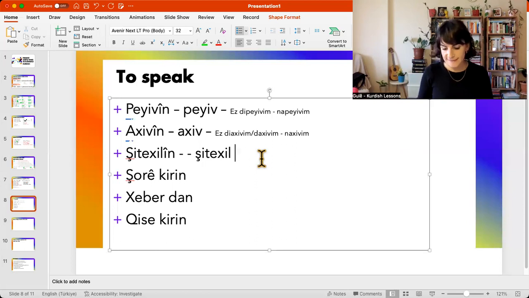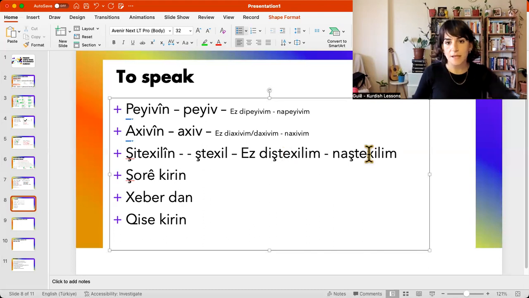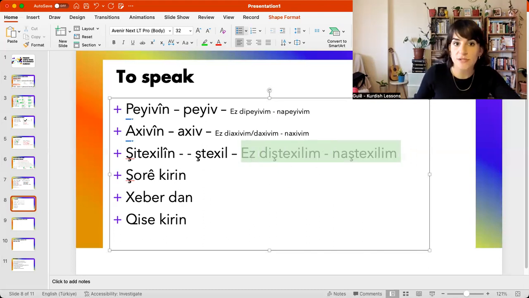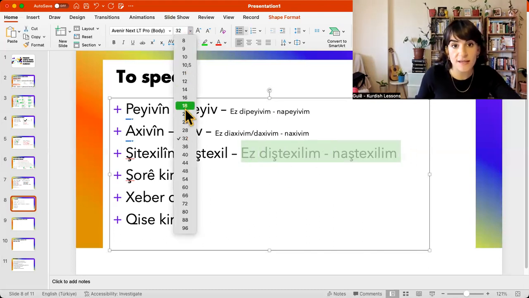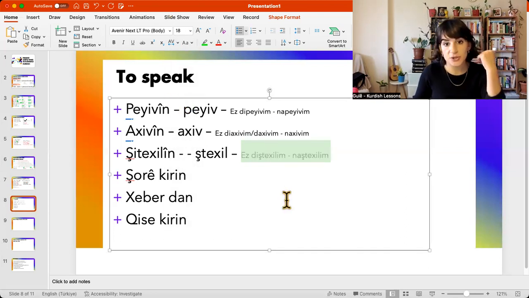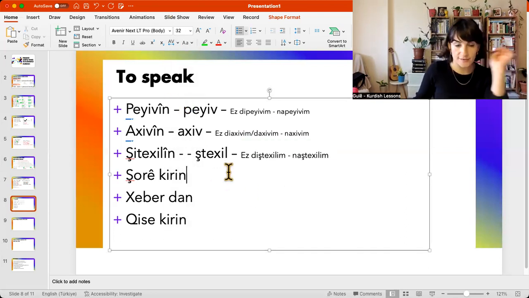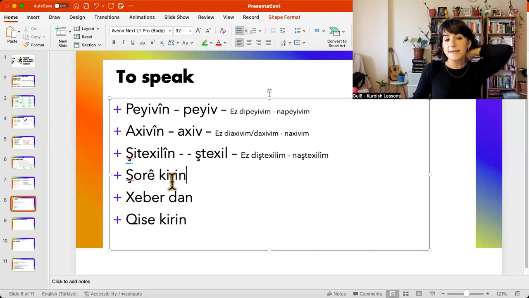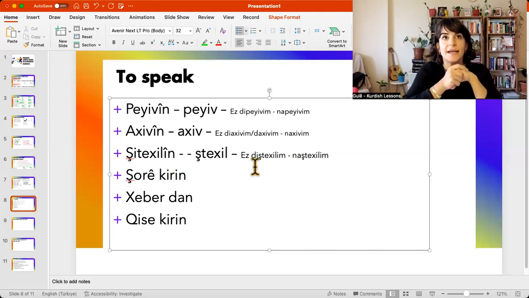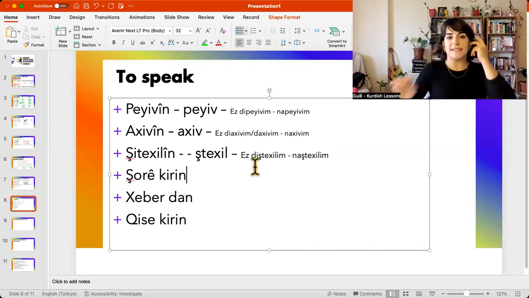So shtaghl is the stem, so "as the shtaghlum," negative "as nashtaghlum." To the shtaghli, to nashtaghli, o the shtaghle, o nashtaghle, am the shtaghlin, am nashtaghlin. Okay, and here you see it's a new form. We didn't see this form.